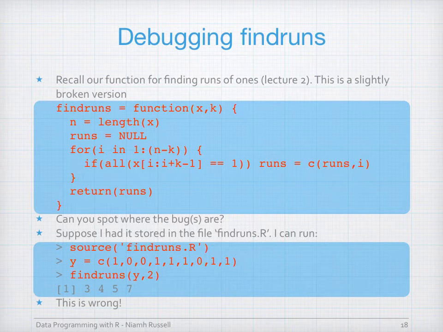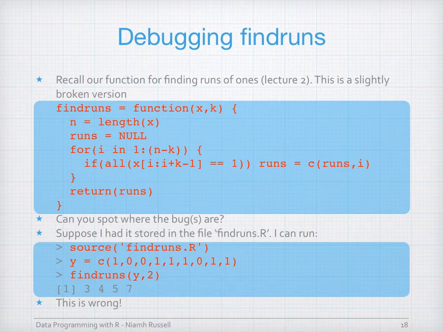So all the way back in week 2, we wrote a function to find runs of ones in a vector containing ones and zeros. So our function find runs here takes 2 arguments, x, which is a vector of ones and zeros, and k, which is the length of the run that we're looking for. For example, if we're looking for runs of length 3, k would be 3 here, and it would find the instances of runs of length 3 within the vector x. This version of find runs is not the version that we had in lecture 2. It's one that's, if you like, slightly broken so that we can try and find where an error might be.